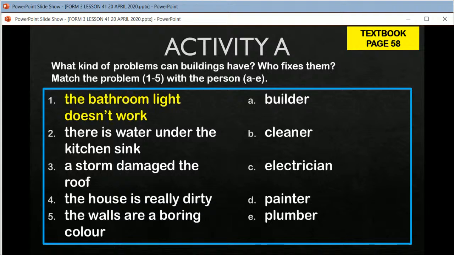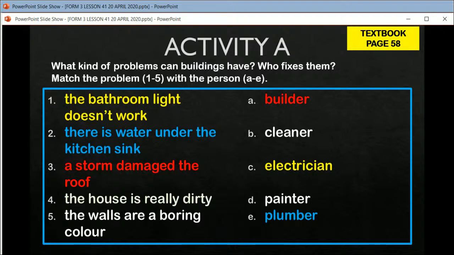Okay, so the bathroom light doesn't work. It goes to the electrician. You're all correct. There is water under the kitchen sink. So you have the plumber. You're all right just now. The storm damaged the roof. And then you have the builder.